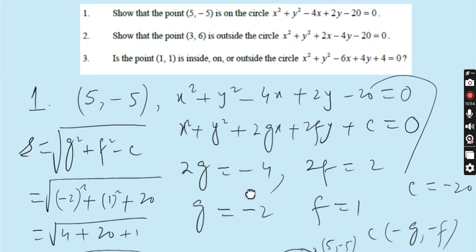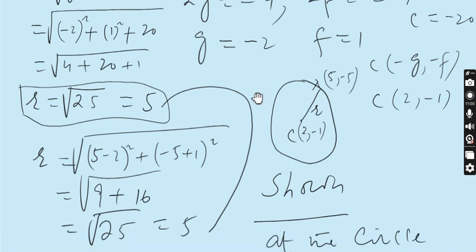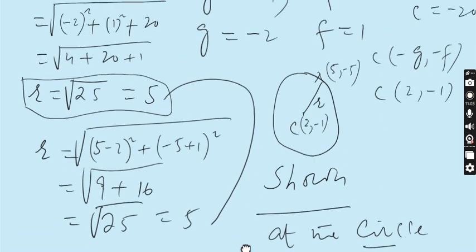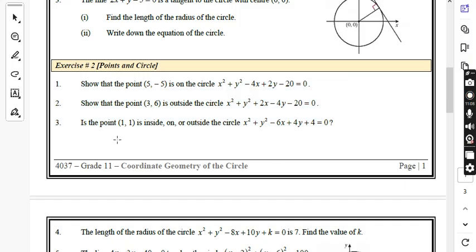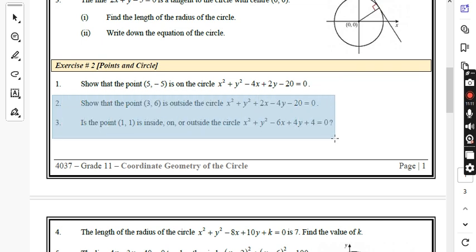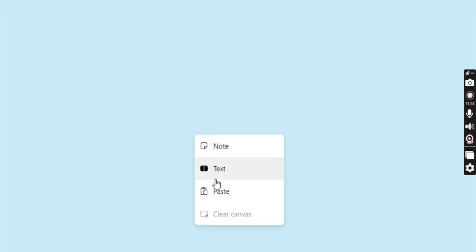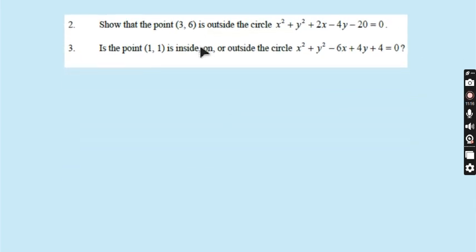Show that the point is outside the circle. x square plus y square plus 2x. This is second part. Again, we have the equation of the circle given in question number 2. x square plus y square plus 2x minus 4y minus 20 is equal to 0.